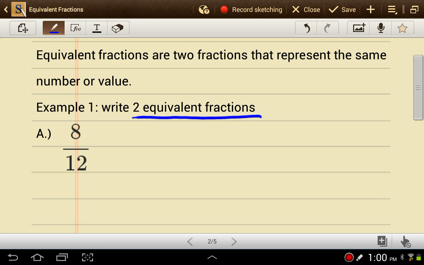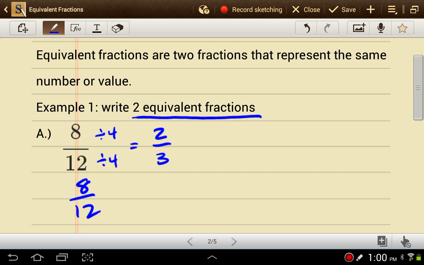So first we can look at that division. If I want to write one equivalent fraction, I can think, alright, I can divide the numerator, and I can divide the denominator both by 4. When I do that, I get 2/3. So that's one equivalent fraction. Another equivalent fraction, I can have 8/12. I'm just going to rewrite 8/12.